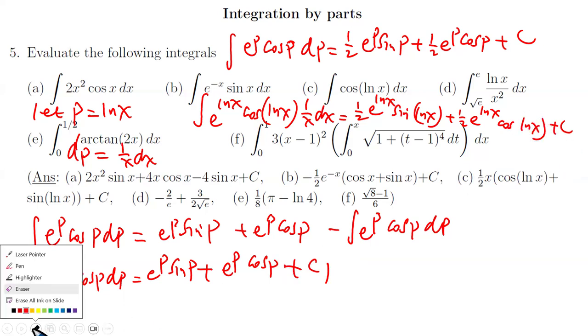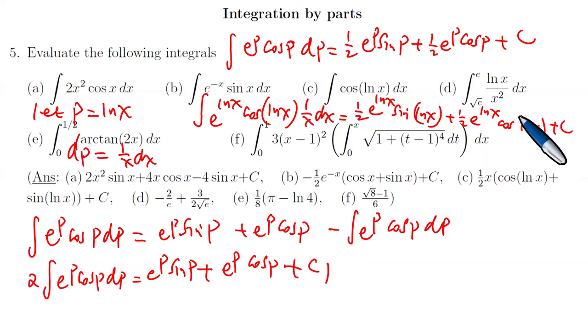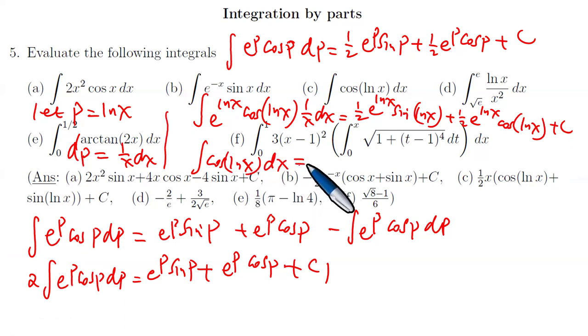But in the end, what we're able to get is the e to the ln x. What is e to the ln x? E to the ln x is the same as x, which cancels with this x, giving us the integral of cosine ln x dx is equal to.